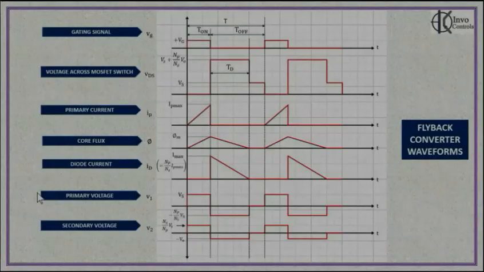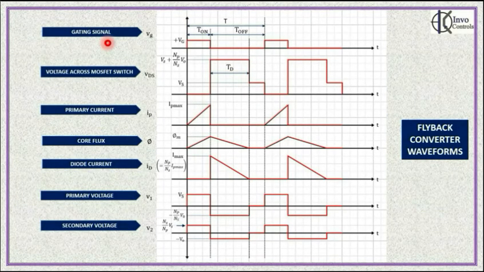Let's now look into the waveforms for the duration T off. Let's look at the gating signal first. During the interval T off, the gating signal is at a low level. Next, let's look at the primary current. At the instant T equal to T on gate low, the primary current is 0 and it continues to be 0 till the end of the cycle at T.